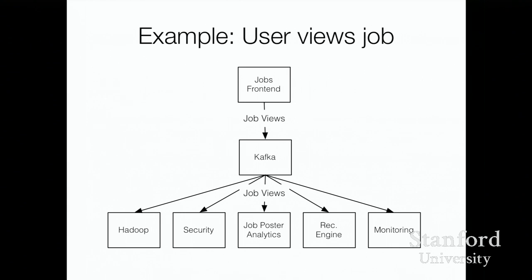In this example, I gave a subset of the total set of things that happens when somebody views a job. We monitor this, so if our job views drop, we want to know that something is bad. We do recommendations for jobs. We recommend them to people, so we keep track of the click-through rate or the application rate for individual jobs, so we can say, this is a good match for this type of person. That system needs to know whenever somebody views a job.